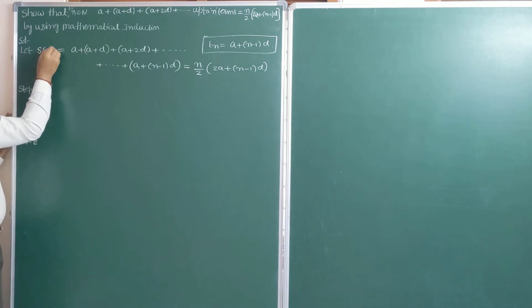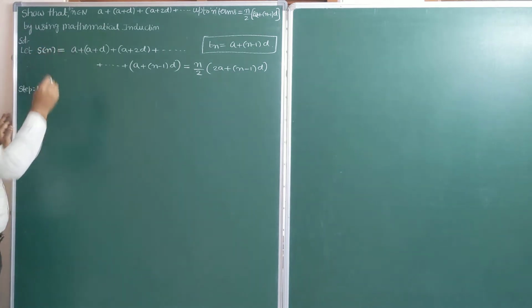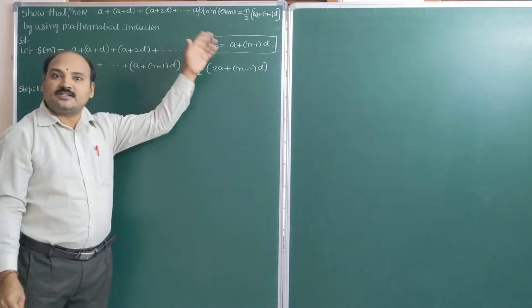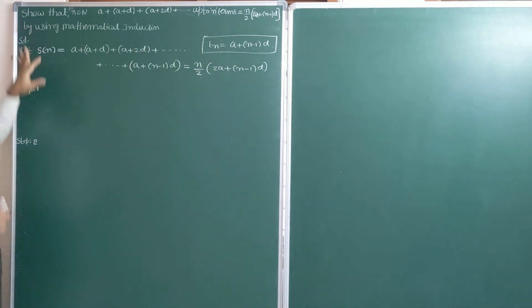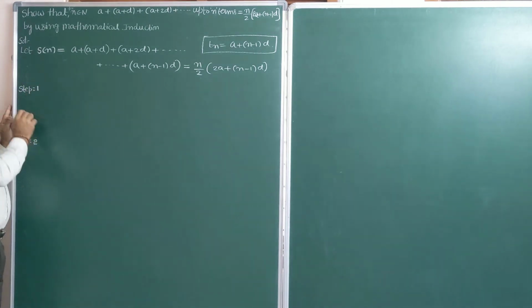So in the given series, they did not give an nth term. We wrote nth term and we have taken it as S of n. This is the first step. Basic one.